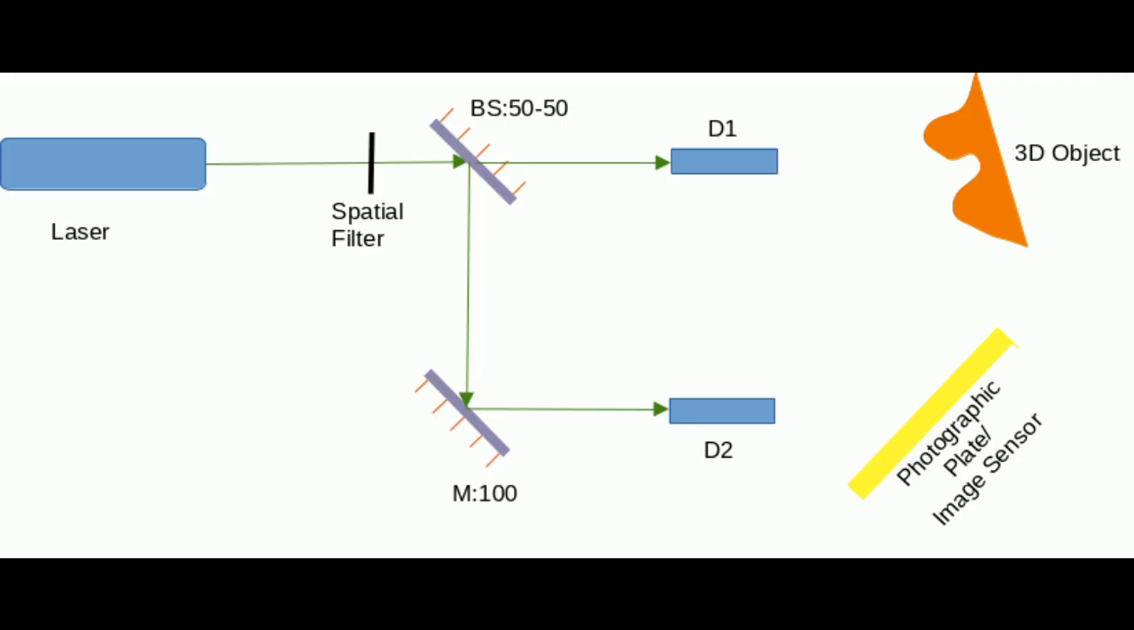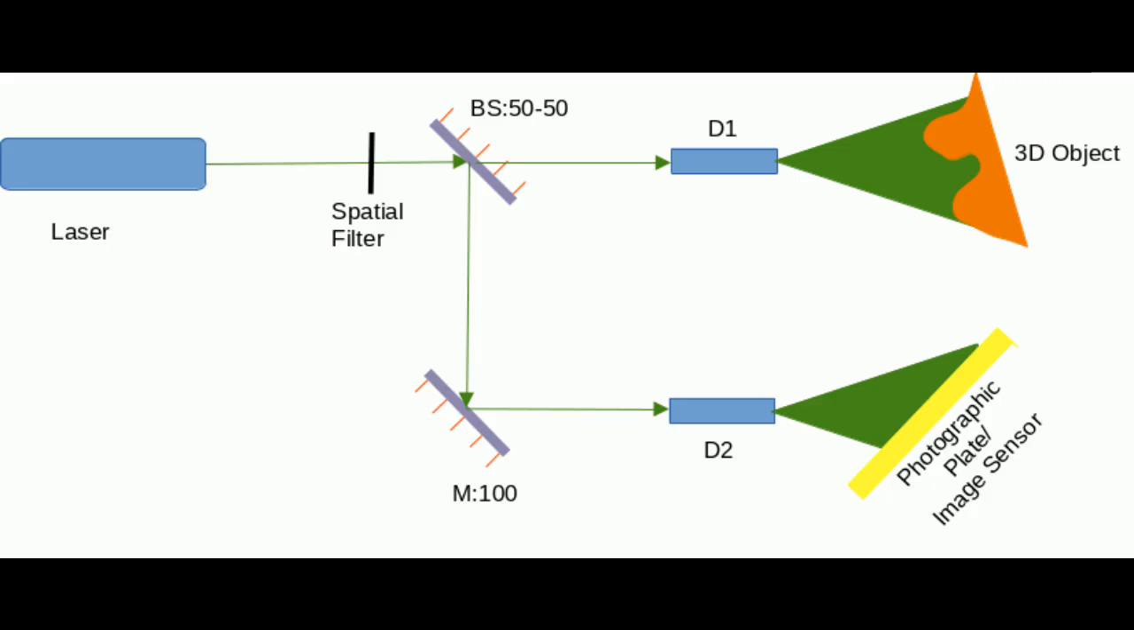The object beam enters D1 and the reference beam enters D2. D1 and D2 are diverging optics. They consist of a series of lenses, which I'm not going to go into the detail here because the video would be too long. However, I will probably go into more detail on these devices in a later video.